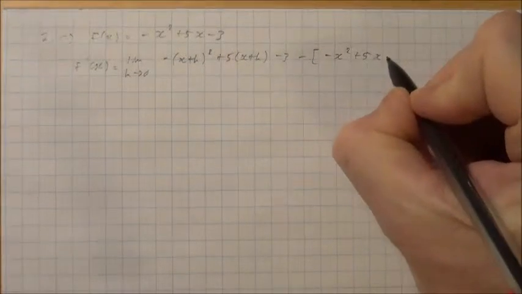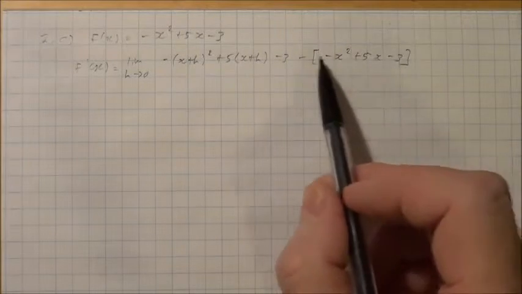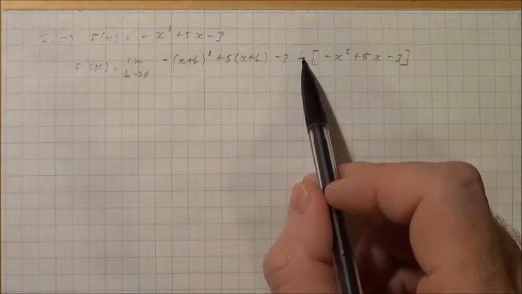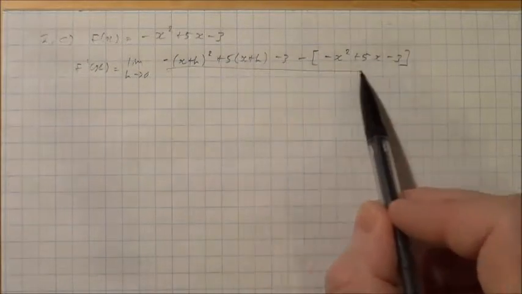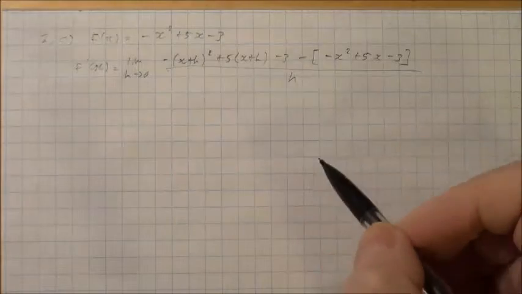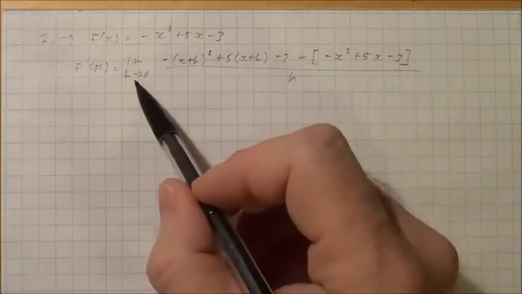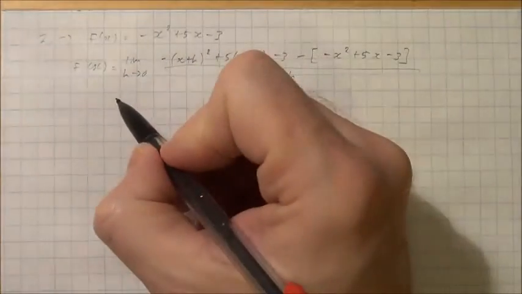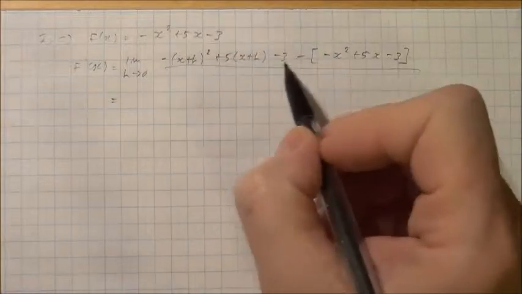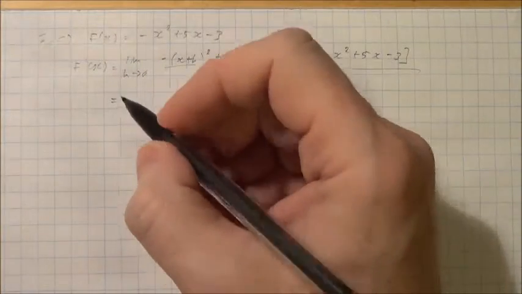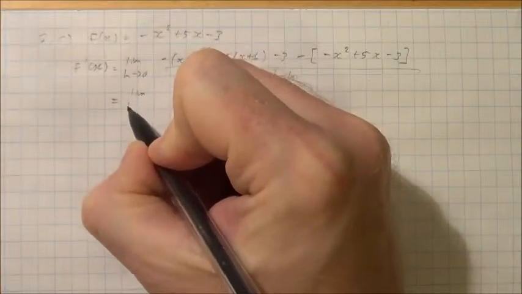It's very important to keep this second part in brackets, especially when we have a negative at the beginning of the function. And that limit as h approaches 0. And I've already cancelled out the x and minus x here. So now I'll just expand this out to do a little simplifying eventually.